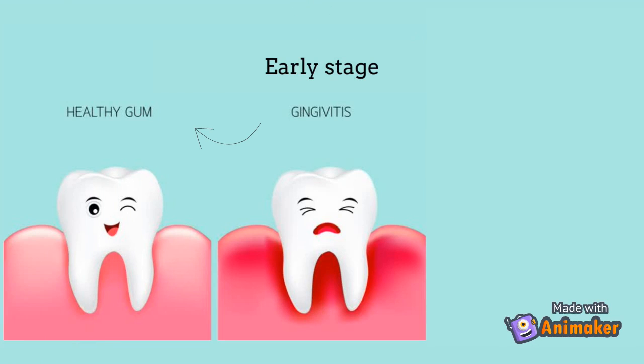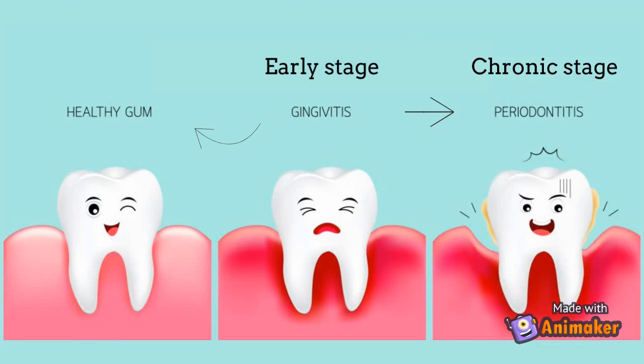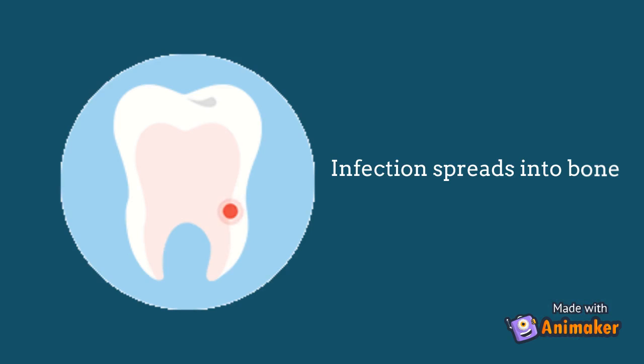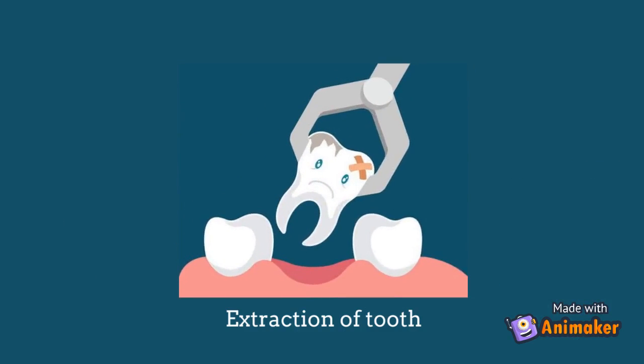However, if left untreated, it can progress into periodontitis, which is a chronic inflammatory condition of the gums and periodontal tissue. Eventually, the inflammation will spread deep into the bone underlying the gums and lead to tooth loss.